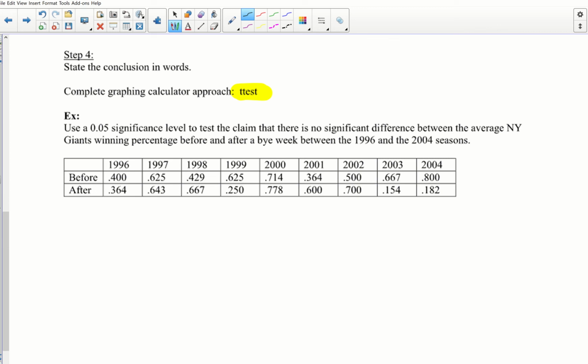All right. So the question says to use a 0.05 significance level to test the claim that there is no significant difference, so we'll have to think about what that means, between the average New York Giants winning percentage before and after a bye week. Doesn't matter what a bye week is. The key is that it's before and after. You see before and after in a word problem, you know it's matched pairs.